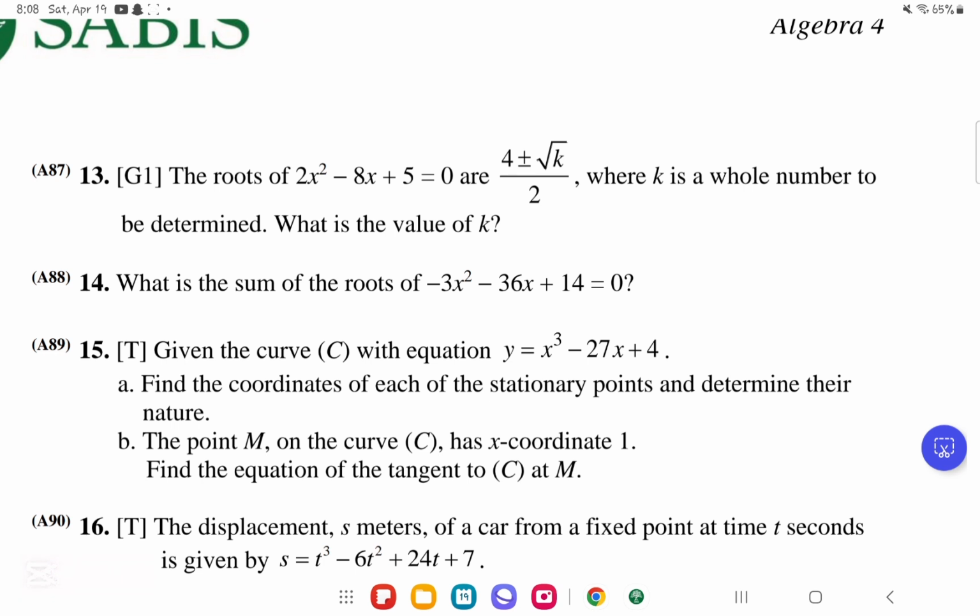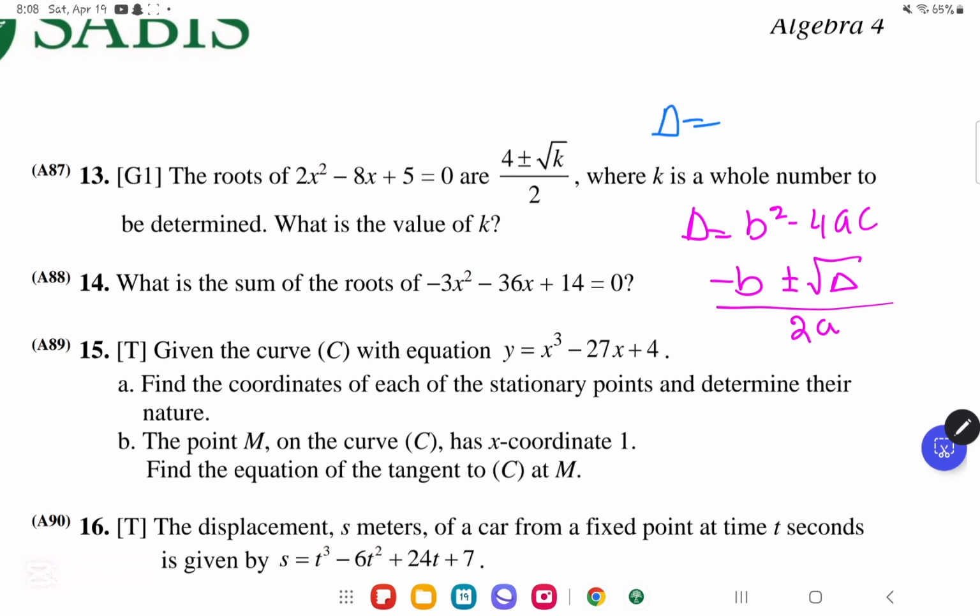You could use your calculator by doing mod 5, 3. If you don't have the calculator, you will use this rule. You have discriminant is equal to b squared minus 4ac. And then minus b plus or minus radical discriminant over 2a. These are the values of your roots, okay? So the discriminant is b squared, so it's minus 8 squared, minus 4 times a, which is 2, times 5. You can put it on your calculator. Minus 8 squared minus 4 times 2 times 5. You will get an answer of what? You will get an answer of 24, okay? So 24 is the discriminant.